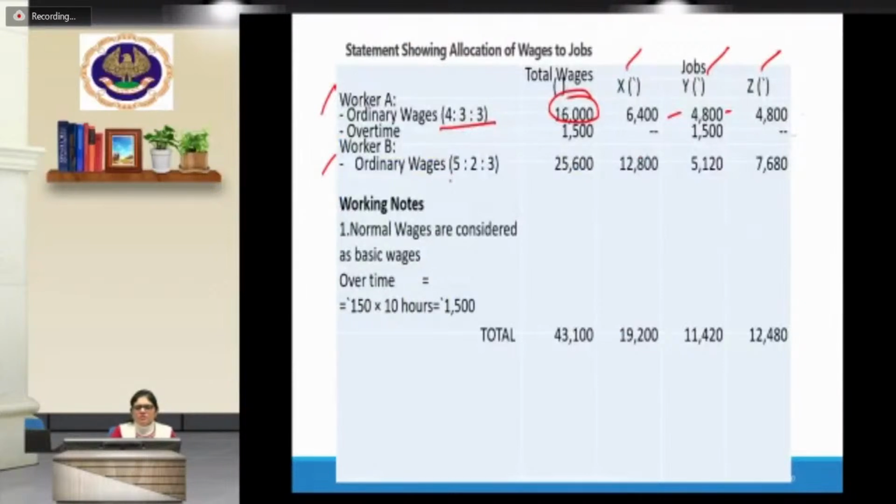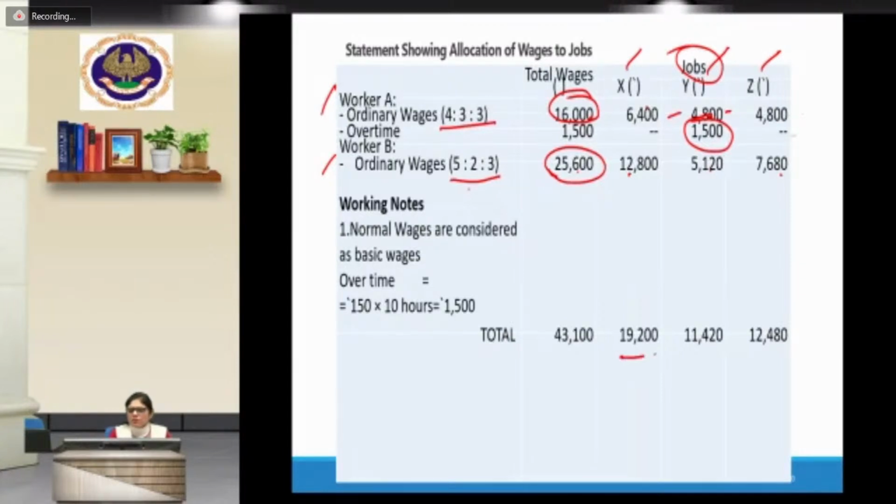So 4:3:3 and 5:2:3. The cost of worker A, the employee cost, not earnings, I'm repeating. The cost of worker A and the cost of worker B will be allocated proportionately as per the ratio given in the question, as much time as they must have spent on these jobs. Clear? And overtime we have calculated was not a proportion, it's the cost for this job, and 1,500 we have already allocated. So 1,500 was the overtime done by worker A on job Y, so we have directly brought it over here.